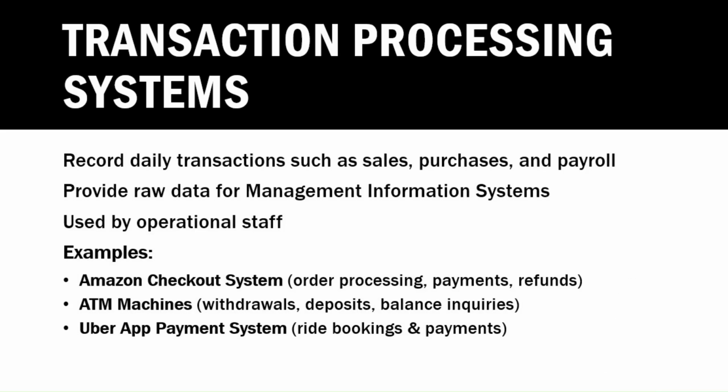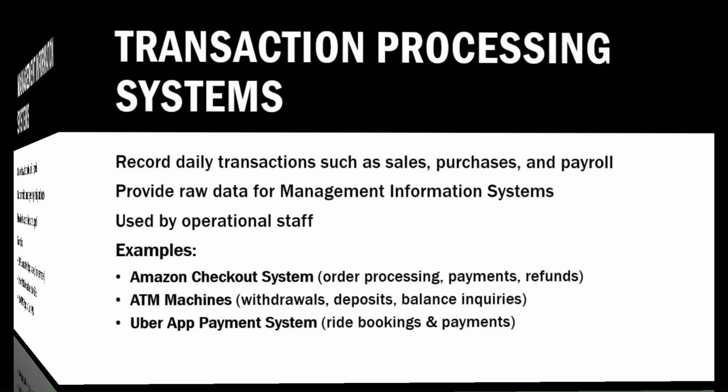Transaction processing systems. Transaction processing systems handle day-to-day business transactions. Examples include the Amazon checkout system, which manages orders, payments, and refunds, automated teller machines, which process withdrawals, deposits, and balance checks, and the Uber app payment system, which handles ride bookings and customer payments.